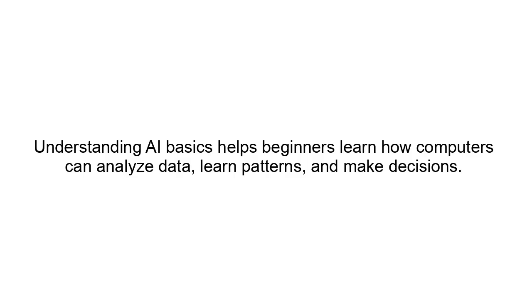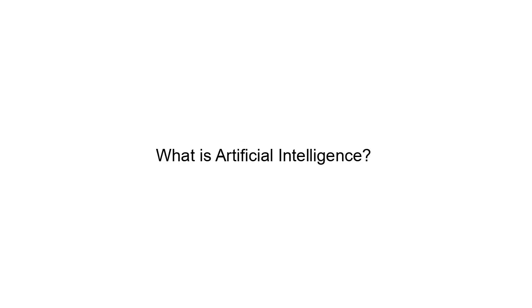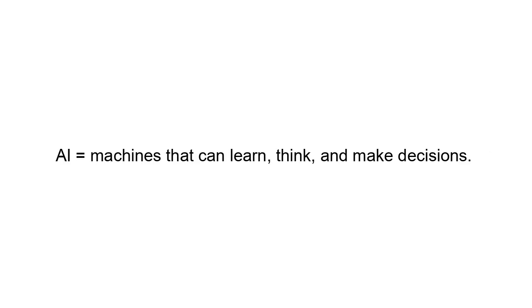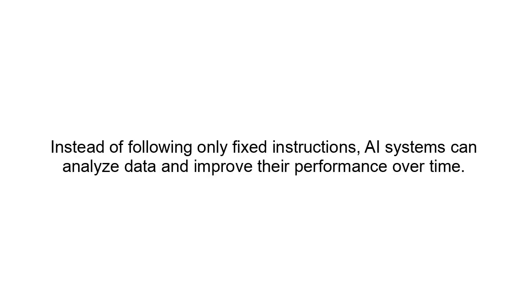What is artificial intelligence? Artificial intelligence refers to computer systems designed to simulate human intelligence. In simple words, AI equals machines that can learn, think, and make decisions. Instead of following only fixed instructions, AI systems can analyze data and improve their performance over time.